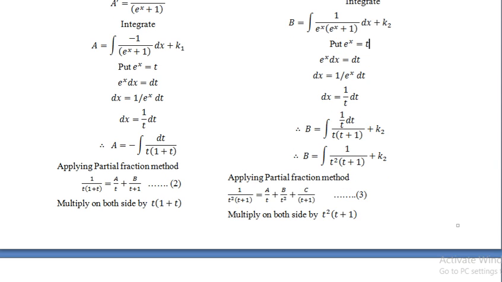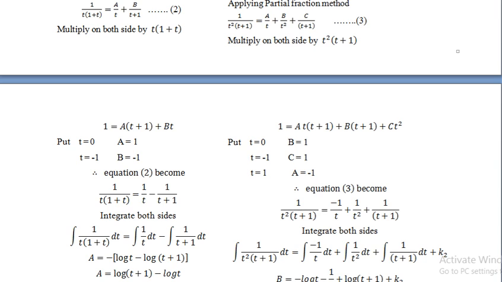So here also I apply the partial fraction method, for 1 divided by t square into t plus 1. Here t square means it is a repeated root. So it can be expressed as a by t, b by t square, and c divided by t plus 1. Then the LCM of t square and t plus 1 is t square into t plus 1. Therefore, we multiply on both sides by t square into t plus 1.